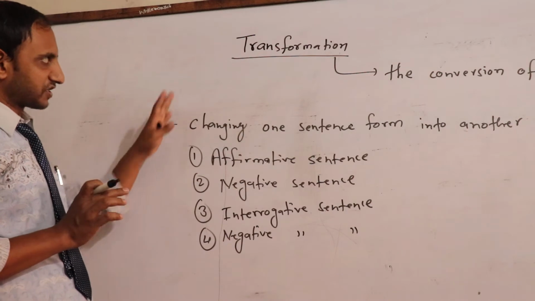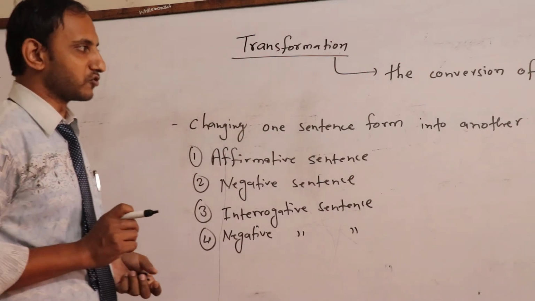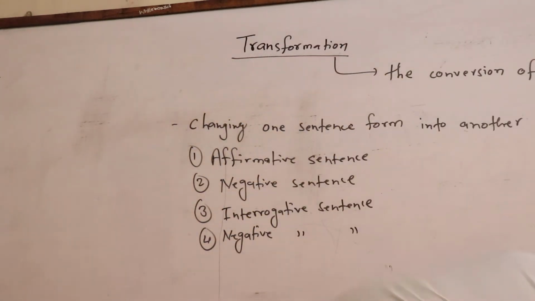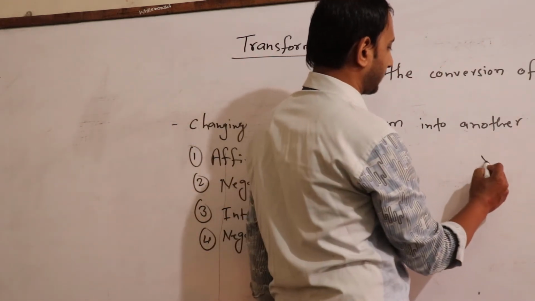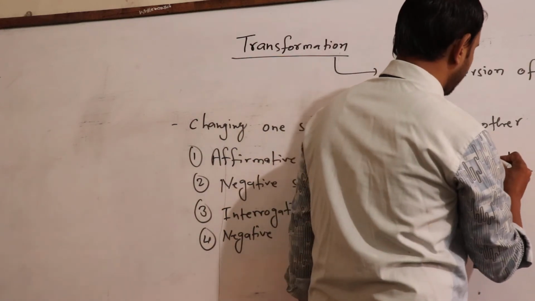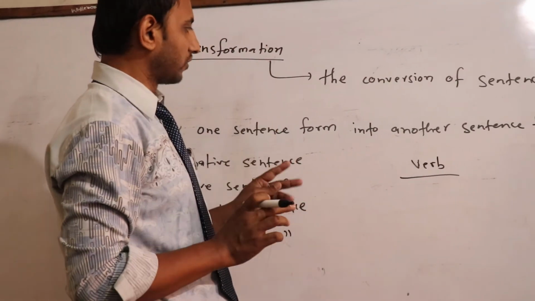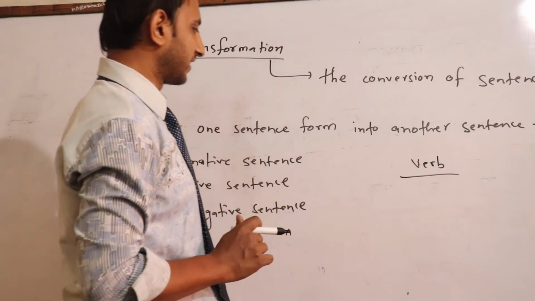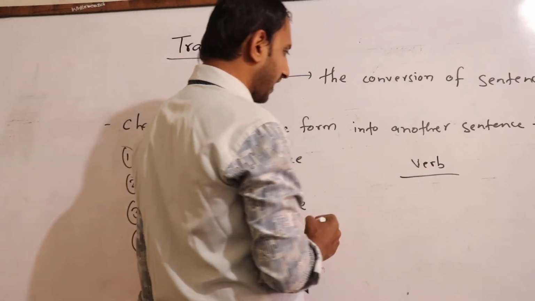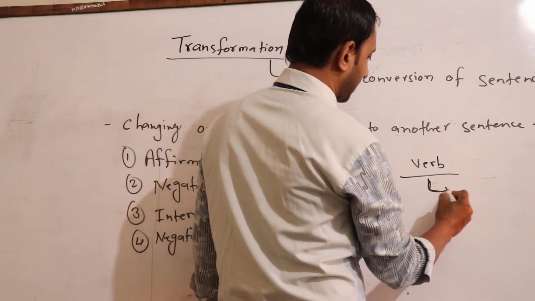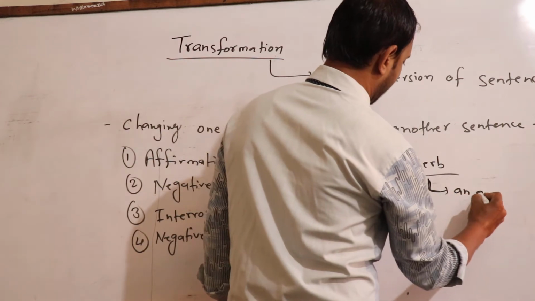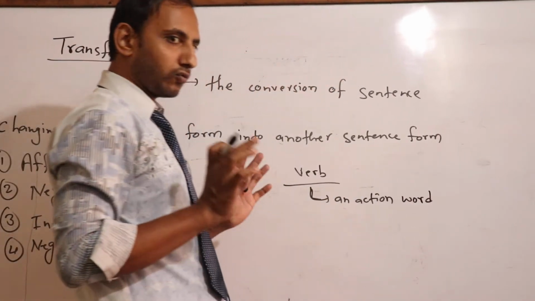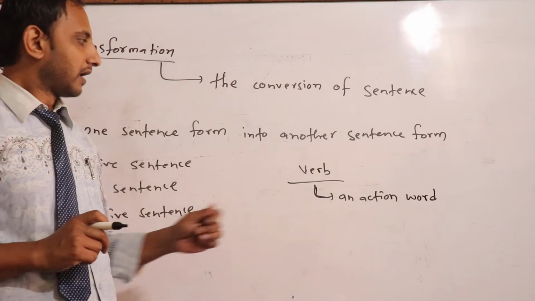To deal with this topic, transformation, we must have knowledge about verbs. Verb को बारे में knowledge होना आवश्यक है. What is verb? It's a very common, very familiar term. Why am I talking about verb? Because we should have knowledge about verb before dealing with transformation. So verb means what? Generally we say verb is an action word, or the word that shows an action is called verb.